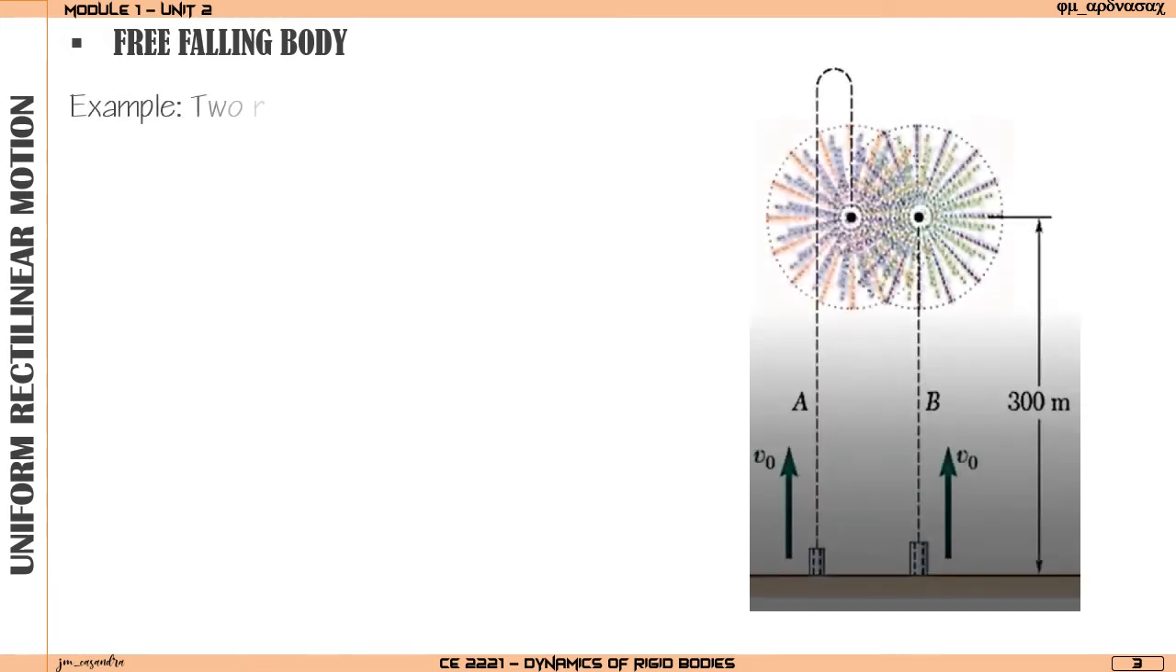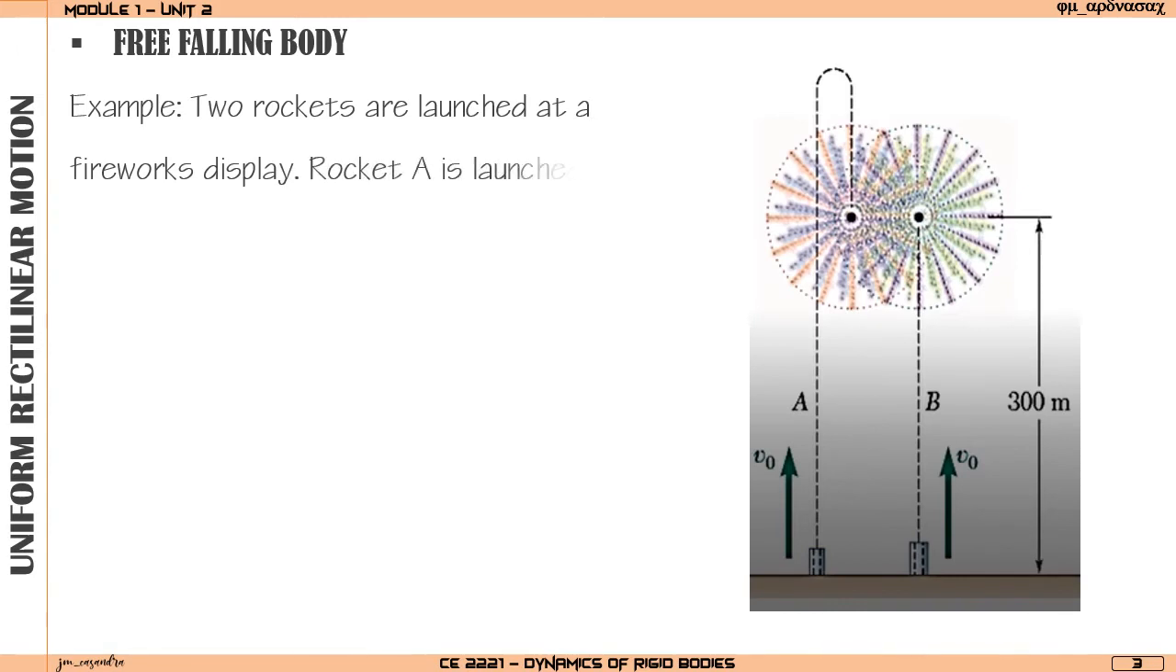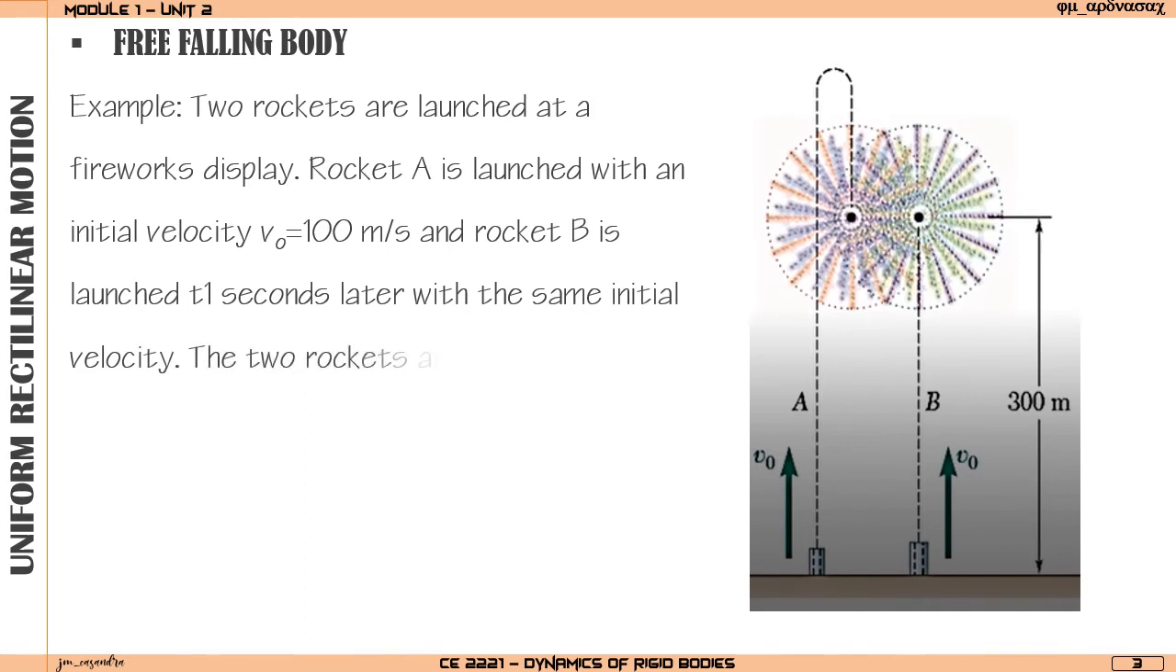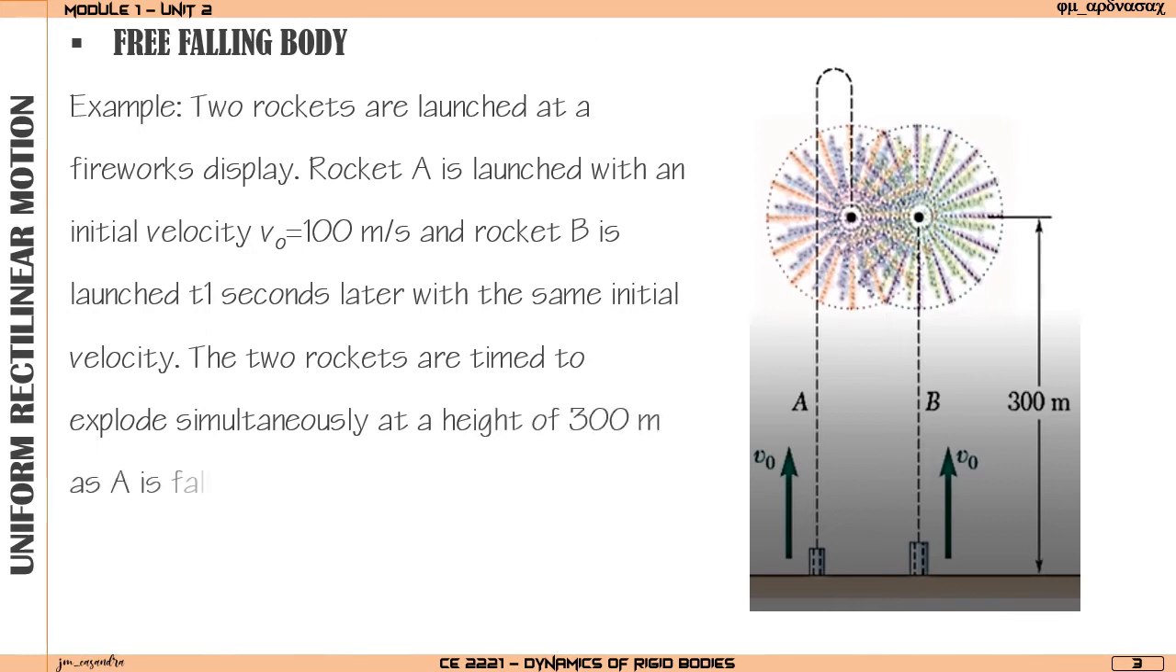Okay? So to understand again and remember how to solve free falling bodies, let us solve an example. Let's say we have two rockets launched at a fireworks display. Rocket A is launched with an initial velocity of 100 meters per second, and rocket B is launched t1 seconds later with the same initial velocity. The rockets are timed to explode simultaneously at a height of 300 meters as A is falling and B is rising. So we can now understand the problem based on this diagram.